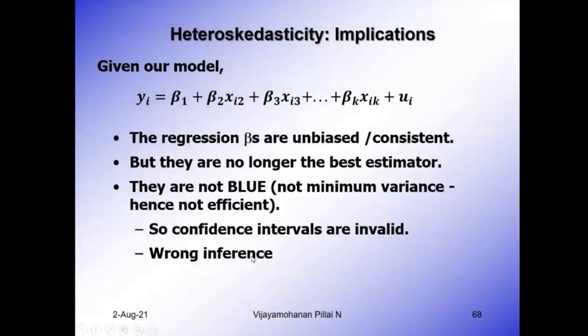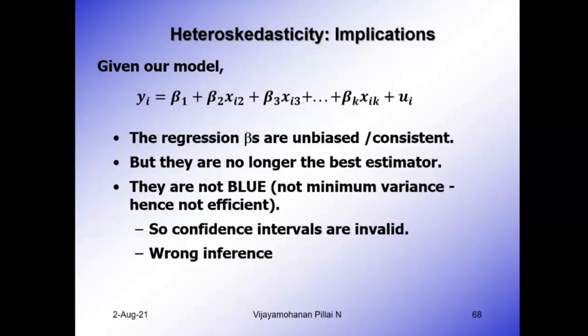Now the implications of heteroscedasticity are this. Here also, just like our multicollinearity problem, the parameter estimates are unbiased and they are consistent also. That is, the asymptotic property also is available. But the problem is they are no longer the best estimator. Their variances will be very high. That is the problem. So in general, they are not BLUE. That is, we do not have the minimum variance property. They are not efficient estimators.